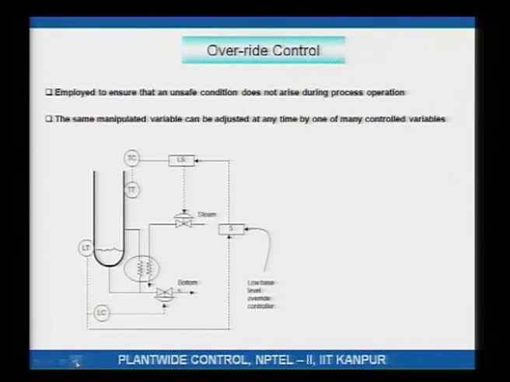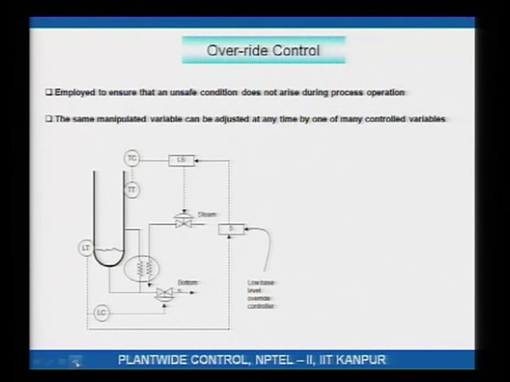For a set of conditions, for example, the steam valve is moved by the level controller. If an unsafe condition develops, or the steam valve is controlled by the temperature controller. If an unsafe condition develops, then the steam valve is moved by a level controller, and so on and so forth. So, this is best explained using an example.